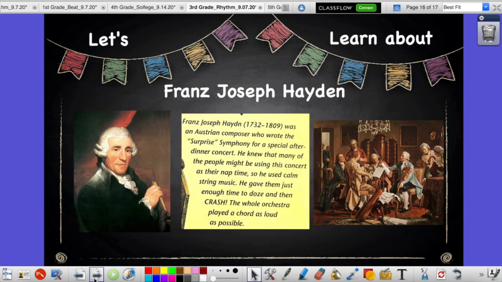So the Surprise Symphony was written by this guy named Franz Joseph Haydn. He was an Austrian composer who wrote the Surprise Symphony for a special after-dinner concert. He knew that many of the people might be using this concert as their nap time, so he used calm string music. He gave them just enough time to doze, and then crash! The whole orchestra played a chord as loud as possible.